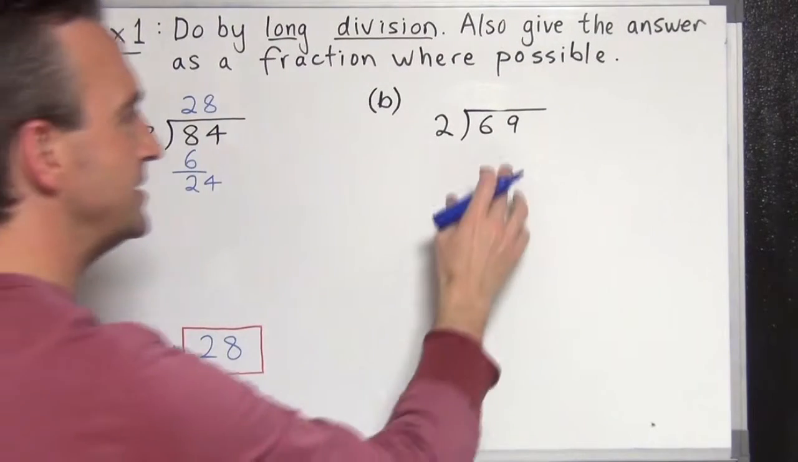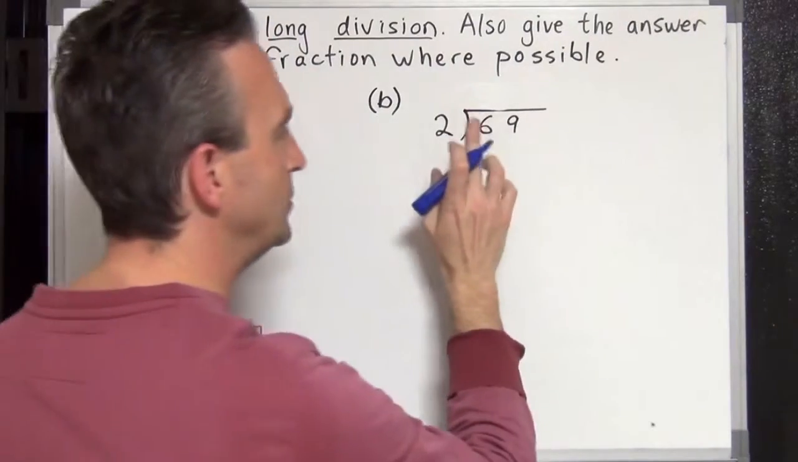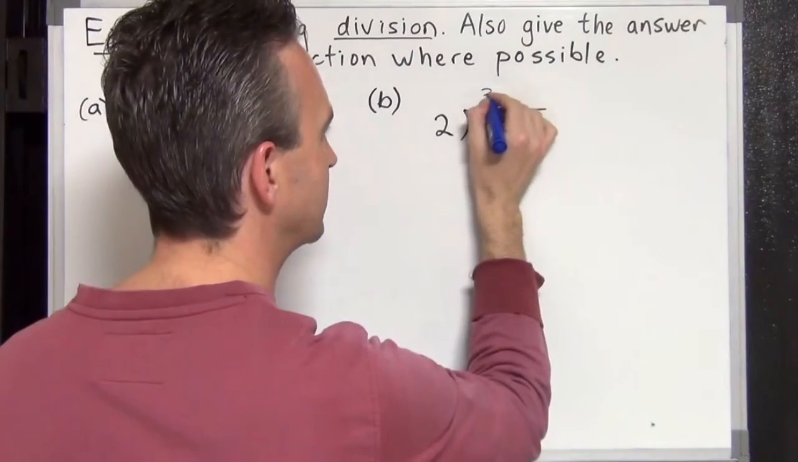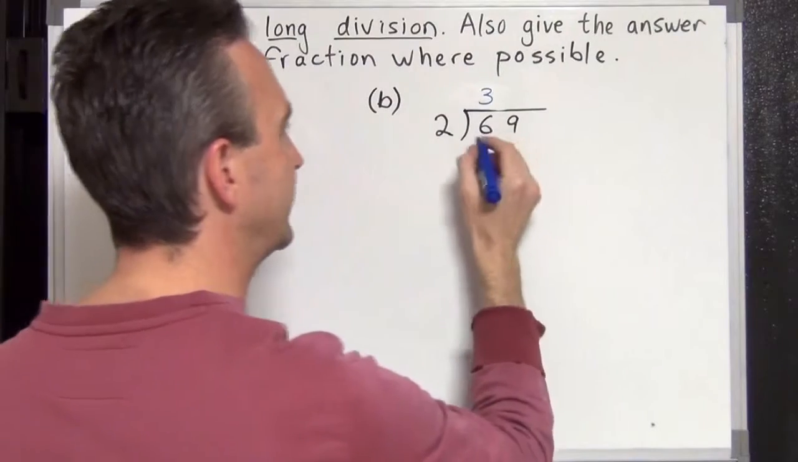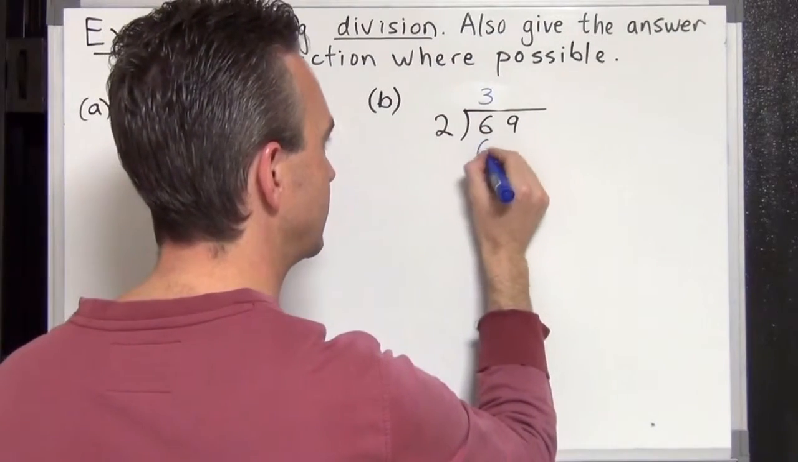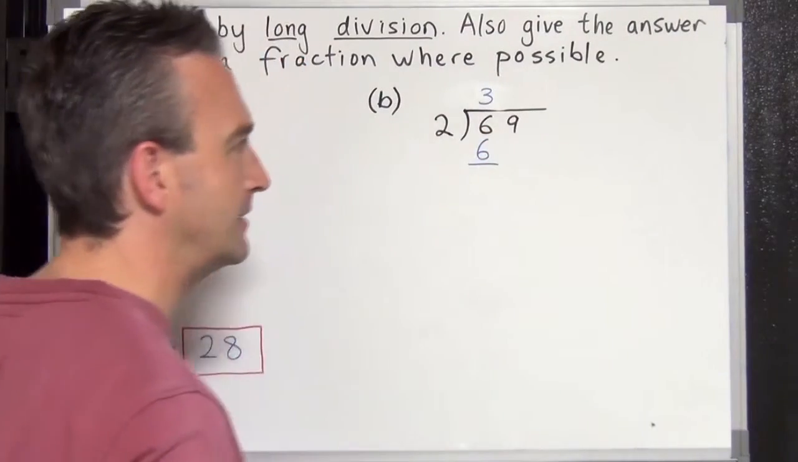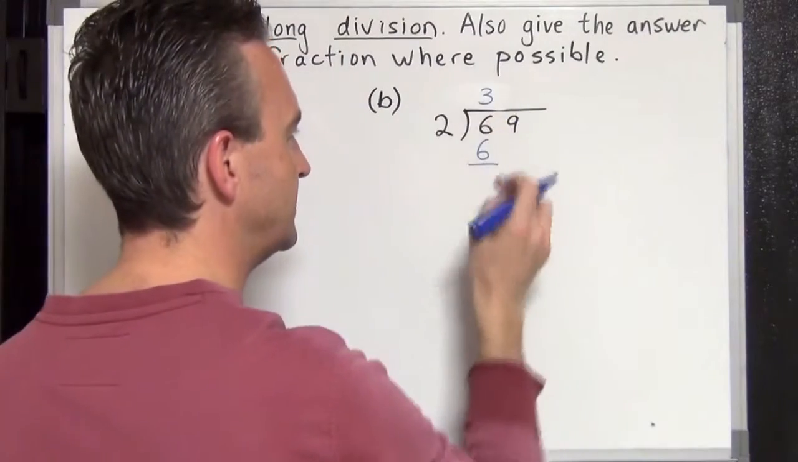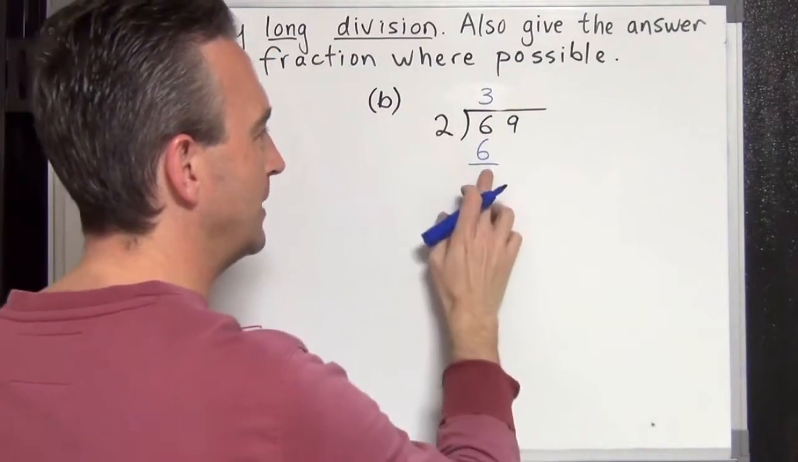Let's try the next one. 69 divided by 2. So we do 6 divided by 2, which is exactly 3. Multiply back, we get 6. 3 times 2 is 6, that goes down here. We subtract again, but this time we get 6 minus 6, 0. We can just leave that blank.